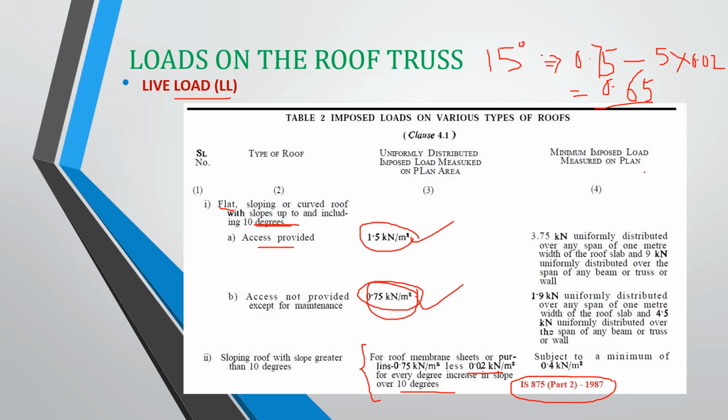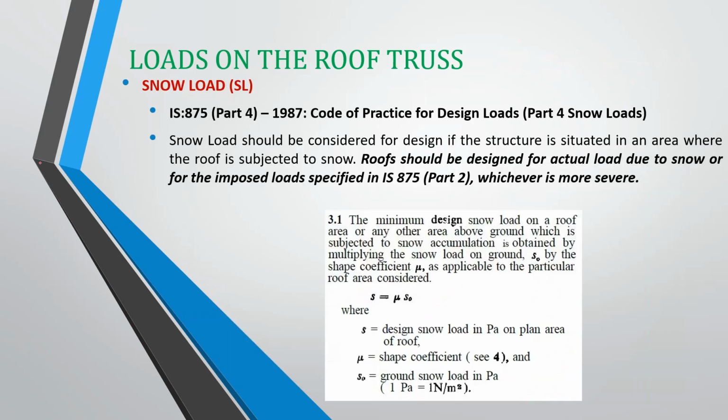So this is about live load, and another type of load coming onto a roof truss is the snow load. For how snow load is calculated, you can see IS code 875 part 4. What this code says is that roofs should be designed for actual load due to snow or for the imposed load specified in IS 875 part 2, whichever is more severe. That means we do not have to consider both snow load and live load in our single structure. We do not have to consider both types of load simultaneously.